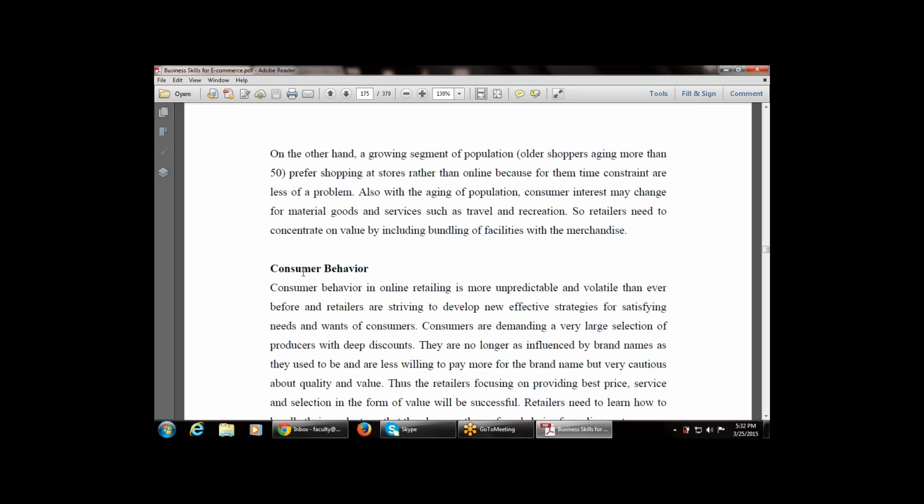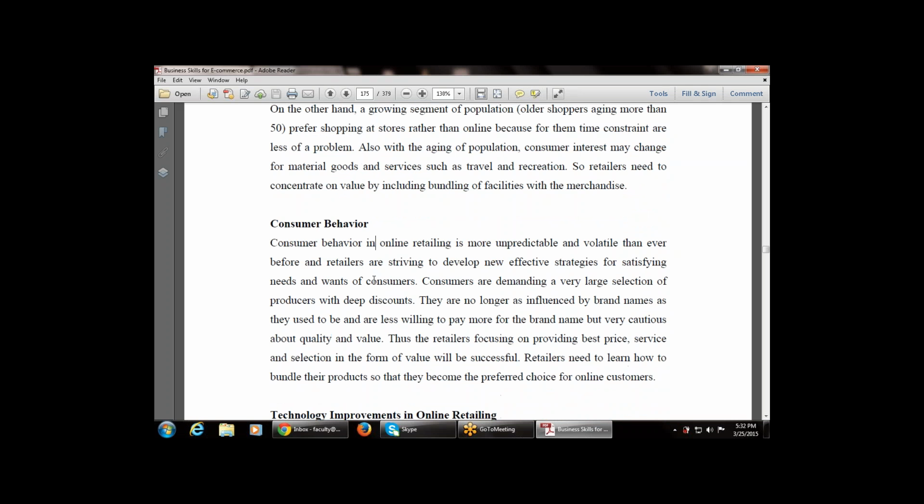Then next is consumer behavior. This is also a factor that affects e-retailing, that is, online retailing. Consumer behavior in online retailing is more unpredictable and volatile than ever before, and retailers are striving to develop new effective strategies for satisfying the needs and wants of customers. So consumer behavior is one of the major challenges and plays a major role in online retailing.